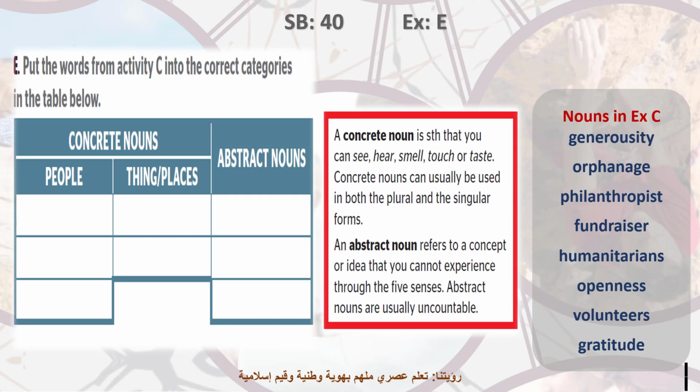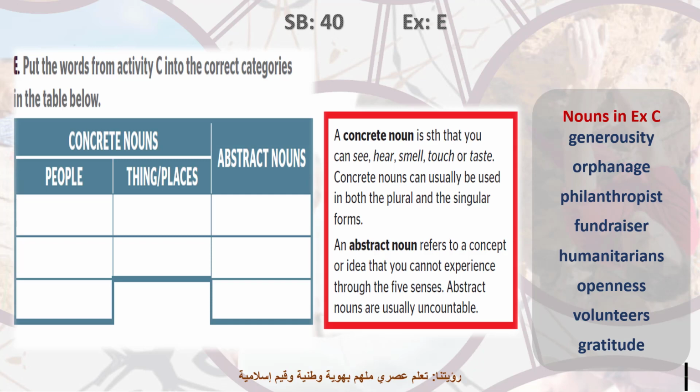Let's revise what we have learned from the video. A concrete noun is something that you can see, hear, smell, touch, or taste. Concrete nouns can usually be used in both the plural and the singular forms. However, an abstract noun refers to a concept or idea that you cannot experience through the 5 senses. Abstract nouns are usually uncountable. Have a look at the nouns in exercise C and try to put them in the correct categories. Pause the video, do the exercise, and play the video again to check your answers. Go on.